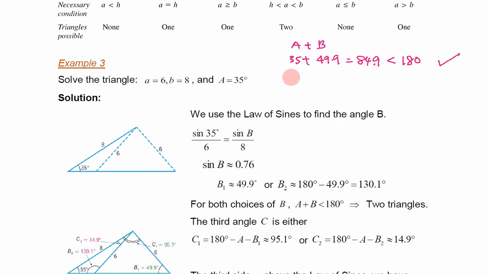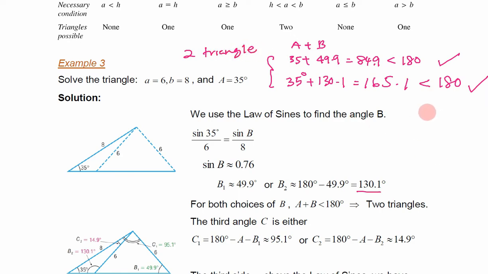Okay, and then the next pair, we know our A is 35 degrees. So if we add the next angle, which is 130.1, we get 165.1, also less than 180. So meaning that we will have this angle. So for this question, we will have two triangles.